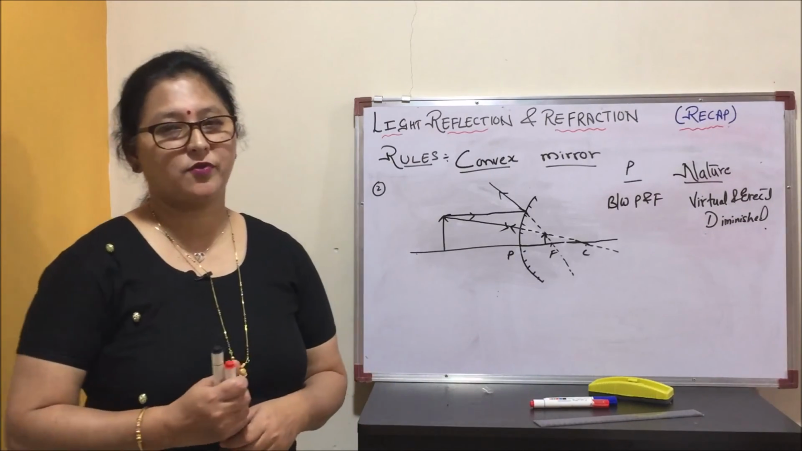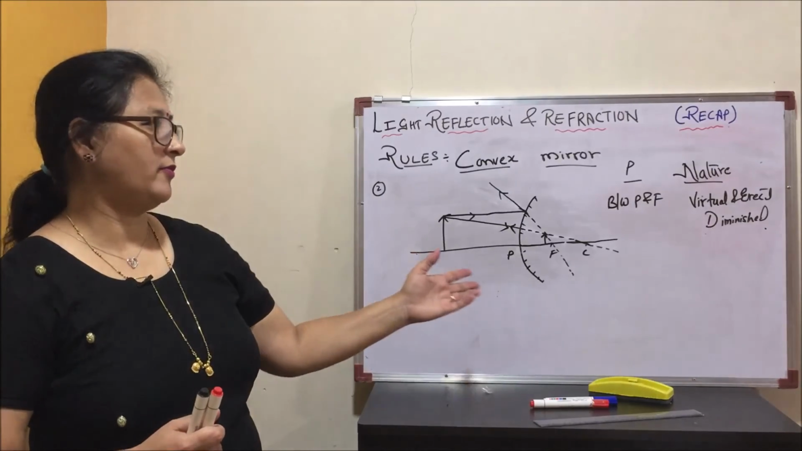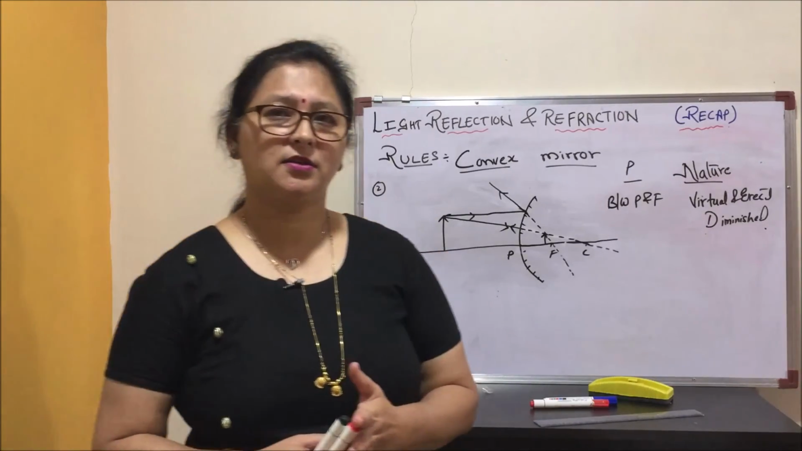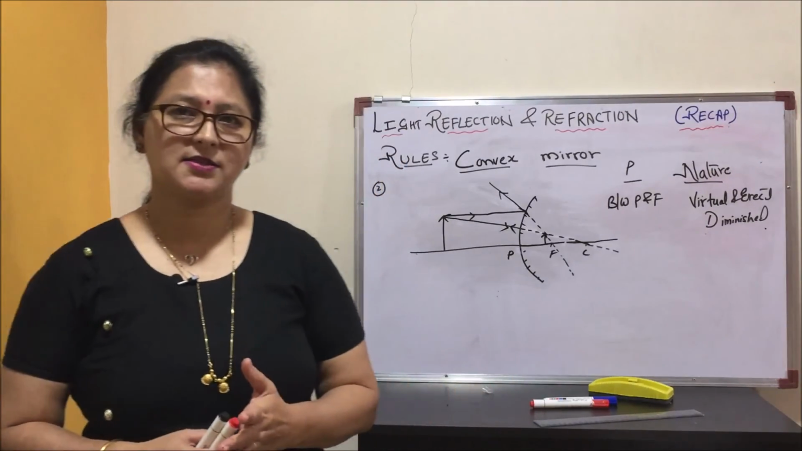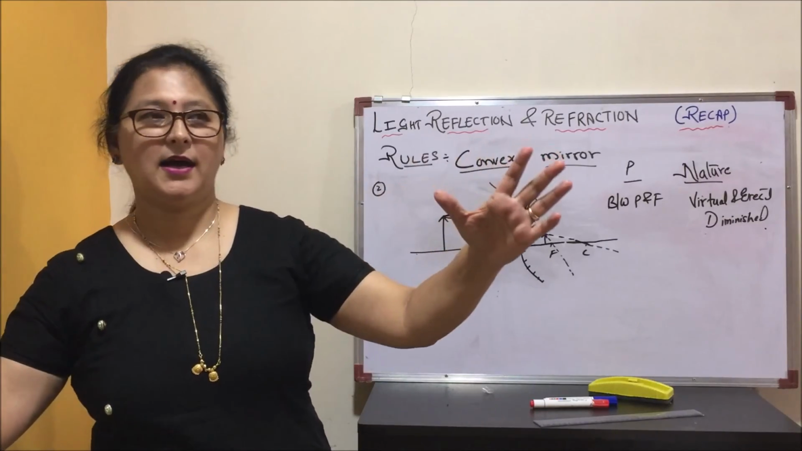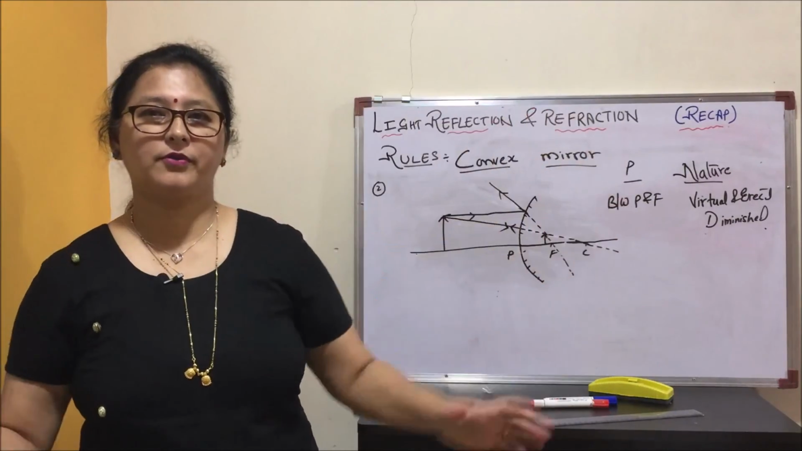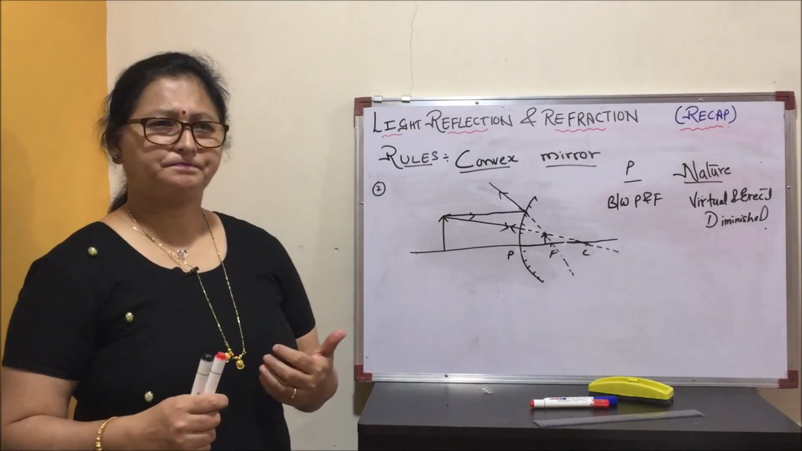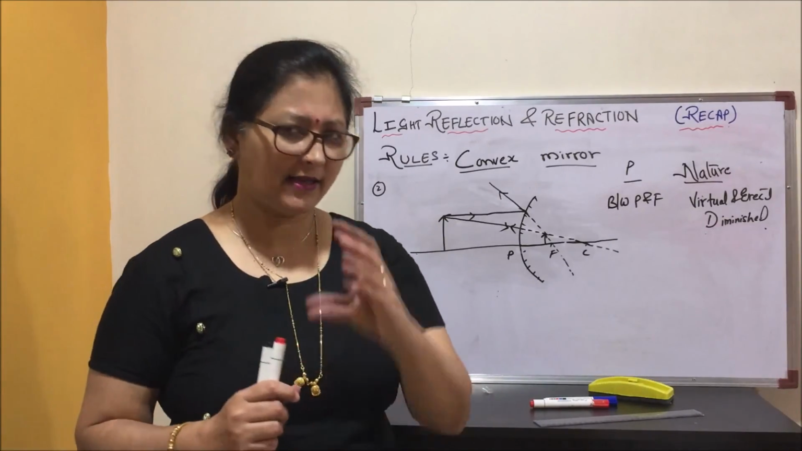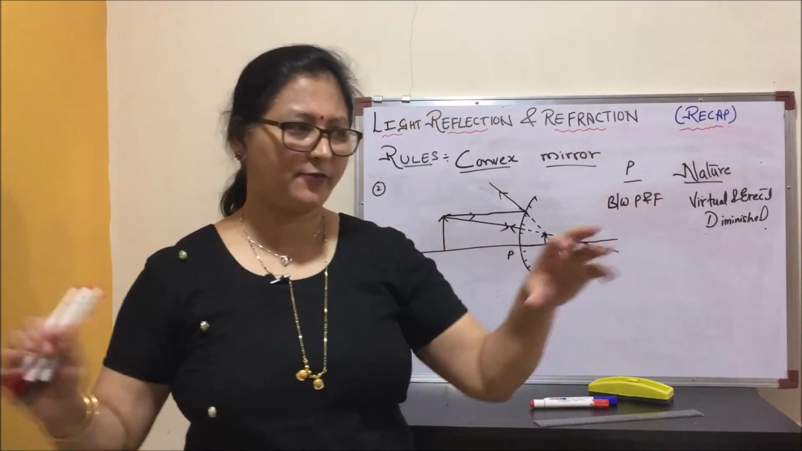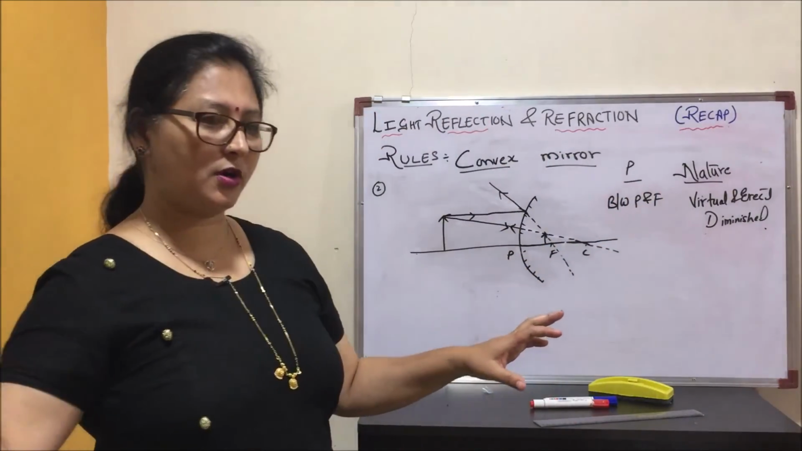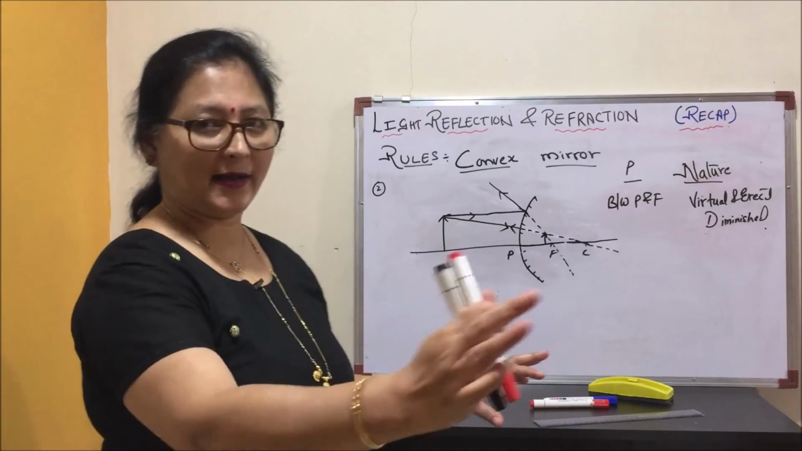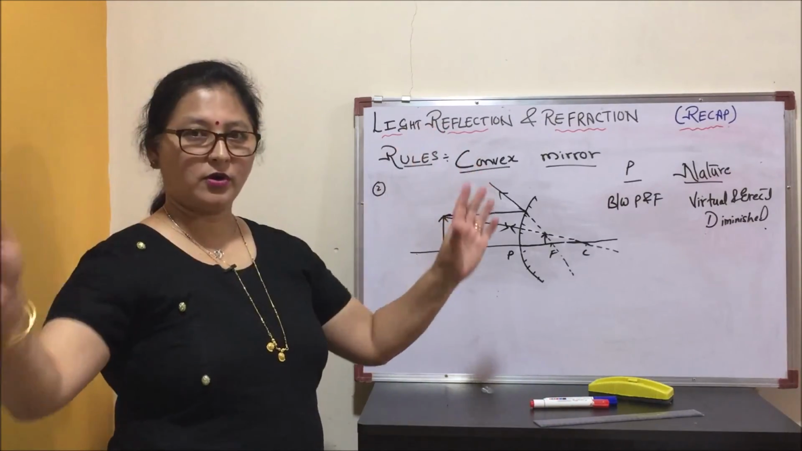Now what is the use of convex mirror? We use the convex mirror as a rear-view mirror in vehicles, so that you can have a broader look at the traffic, right? And the images are also erect and small, and you can see from your vehicle what all vehicles are coming from the back. So it gives a broader view.